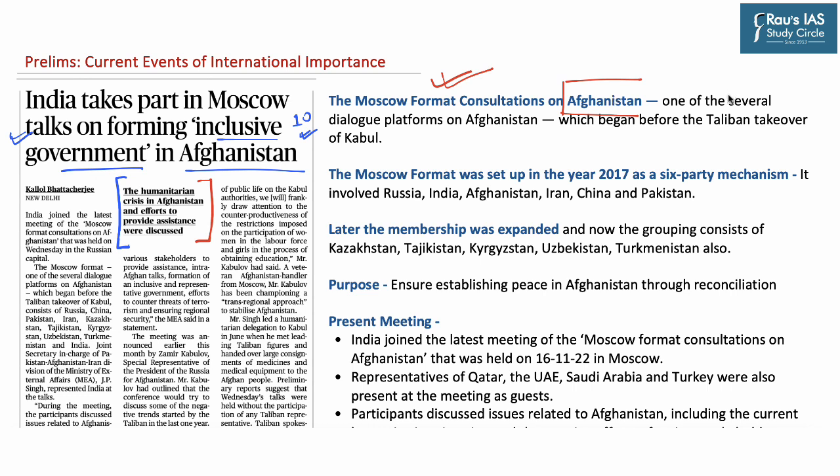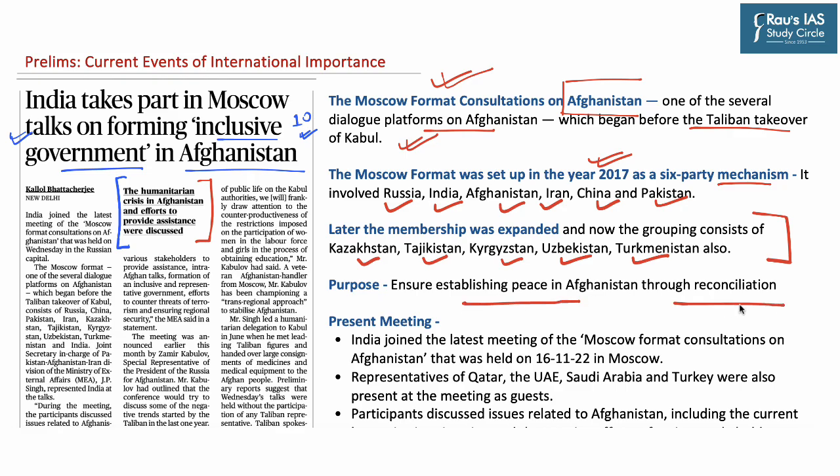So it says that this Moscow format consultations is one of the several dialogue platforms on Afghanistan which began before the Taliban takeover of Kabul. The Moscow format was set up in the year 2017 as a six-party mechanism which involved Russia, India, Afghanistan, Iran, China and Pakistan. Later, the membership was expanded, and now the group also consists of Kazakhstan, Tajikistan, Kyrgyzstan, Uzbekistan and also Turkmenistan. And the purpose is to establish peace in Afghanistan through reconciliation.